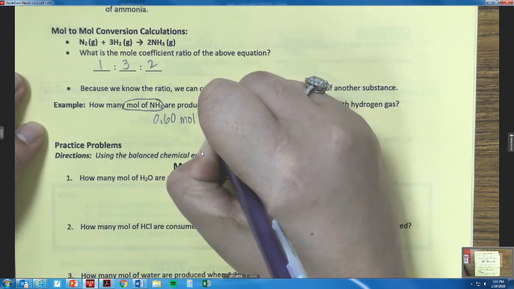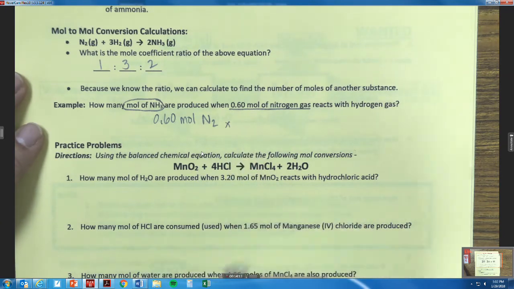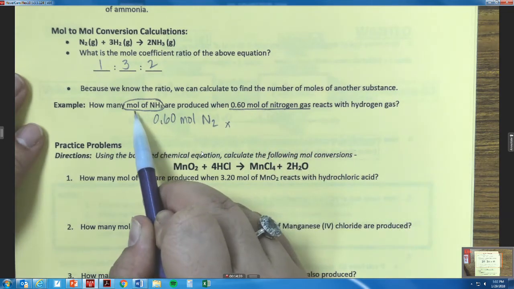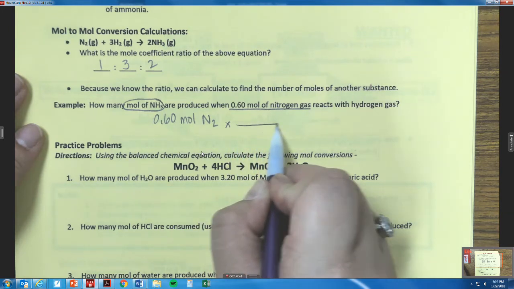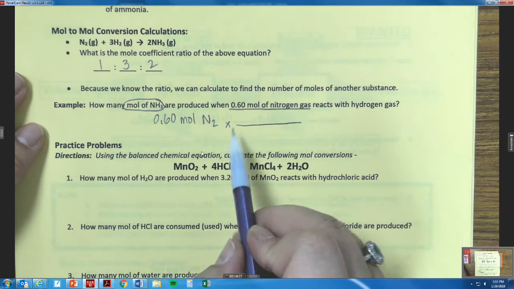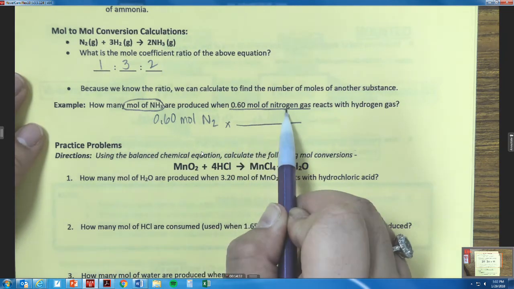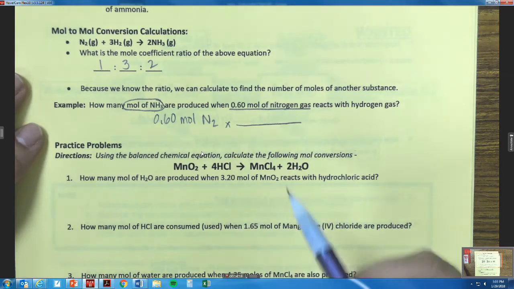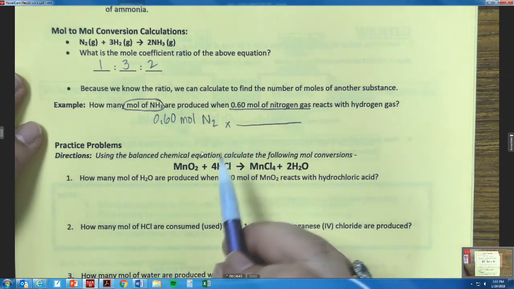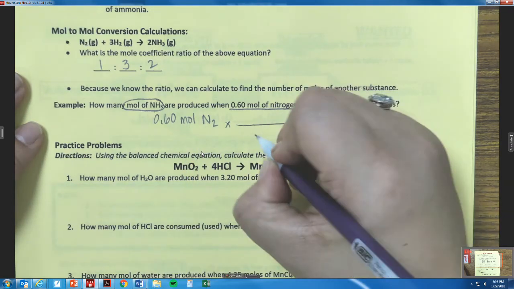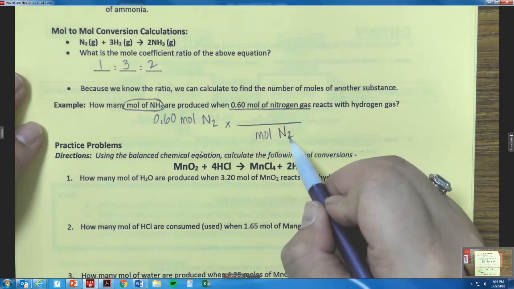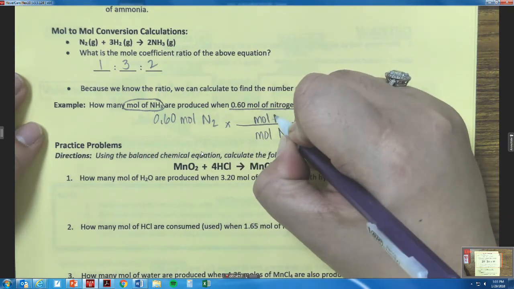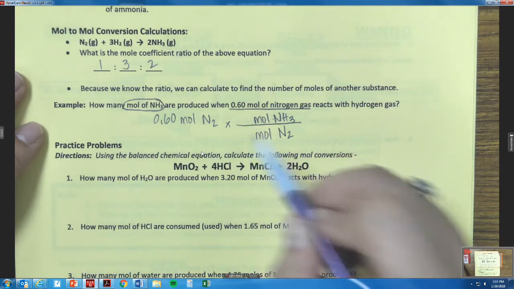If 0.60 moles of nitrogen is our given, if you're converting from moles of one substance to moles of another substance, then it's just going to be a single step problem. One more time, if you are converting from moles of one substance to moles of another substance, it's going to be a single step equation. You would solve this just like you would solve moles. If this is moles of N2, then on bottom is also going to be moles of N2, and what you're trying to find goes on top. In this case, we're looking for moles of NH3. Now notice how I left out my coefficients.